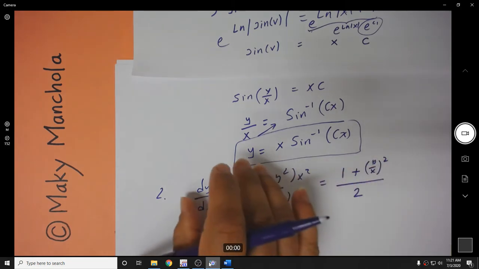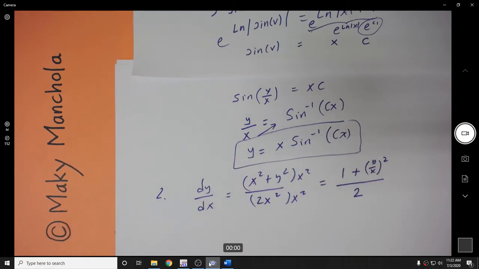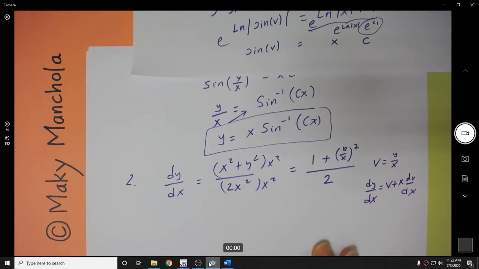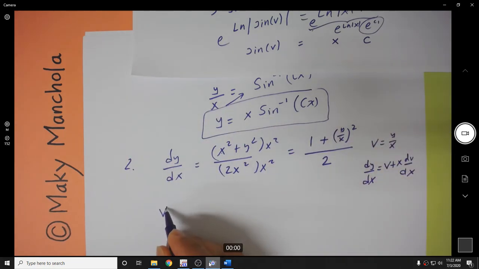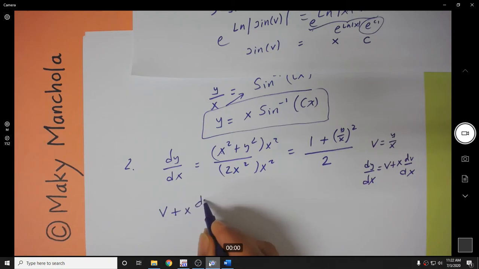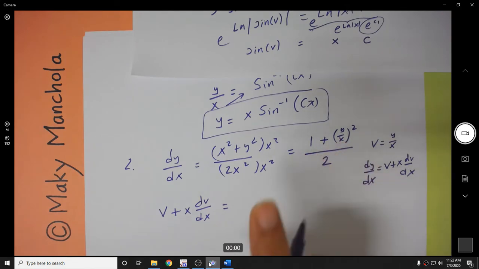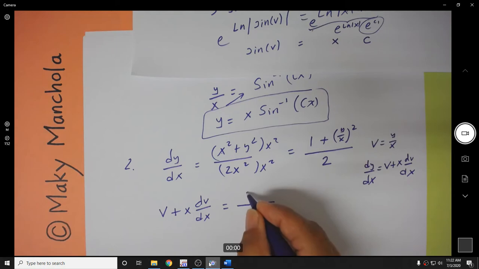Now we have confirmed that this given equation is indeed homogeneous. So our substitution: v equals y over x. We need dy/dx, which we know is v plus x dv/dx. So dy/dx gets substituted, v plus x dv/dx, and that equals (1 plus v squared) over 2.